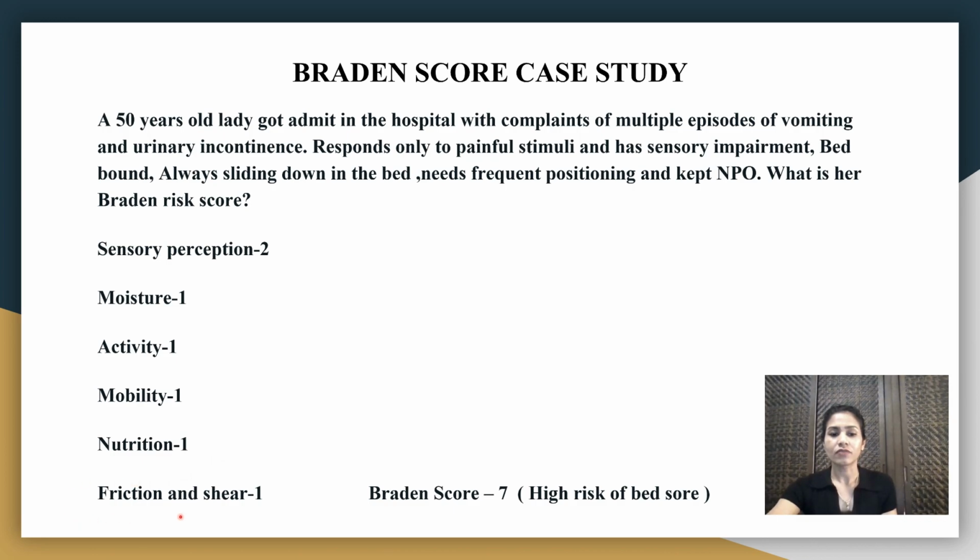The last one is friction and shear. So here always sliding down in the bed. So there is no effort from the patient side, no muscle strength, nothing. So I gave a score of 1. So the total score is 2, 3, 4, 5, 6, 7. The Braden score is 7. So the patient is at high risk of developing bed sores. This is the way you have to calculate the Braden score.